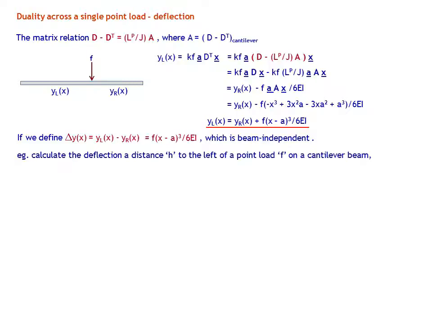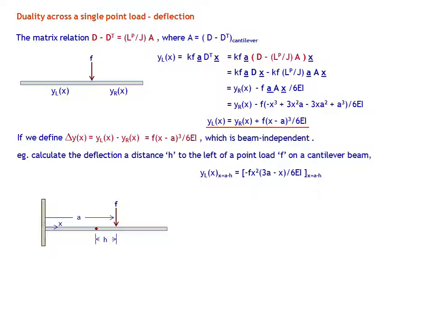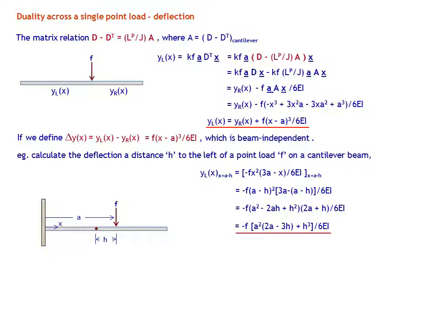For example, if we want to know the deflection at a point h to the left of a point load on a cantilever beam, we would normally use y_L of x to calculate it. y_L of x for a cantilever beam is given by the nonlinear equation minus fx squared into 3a minus x all over 6EI, which is to be evaluated at x equals a minus h. I've shown you a few of the steps in the calculation, and the result is that y_L of x is equal to minus f times a squared into 2a minus 3h plus h cubed all over 6EI. This calculation is fairly lengthy as the equation is nonlinear in x.